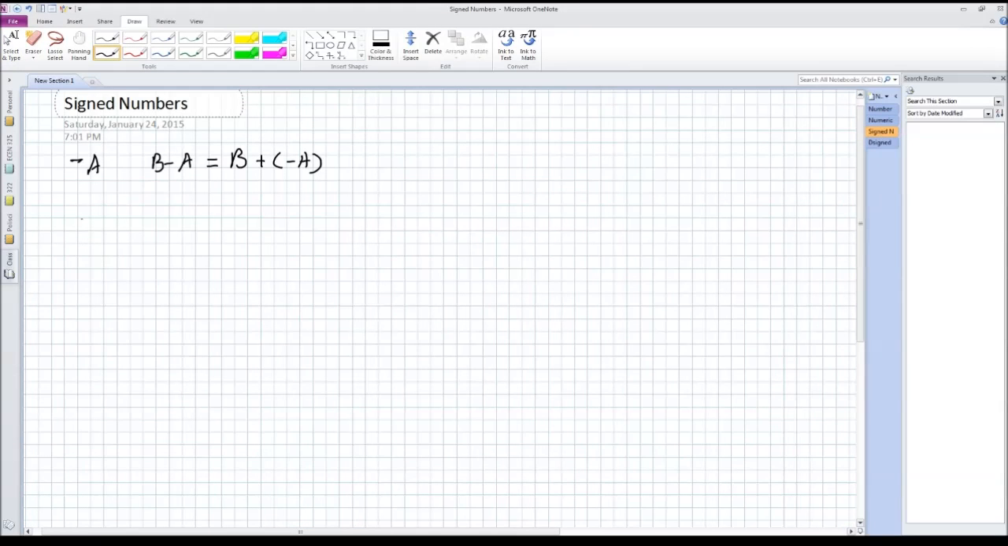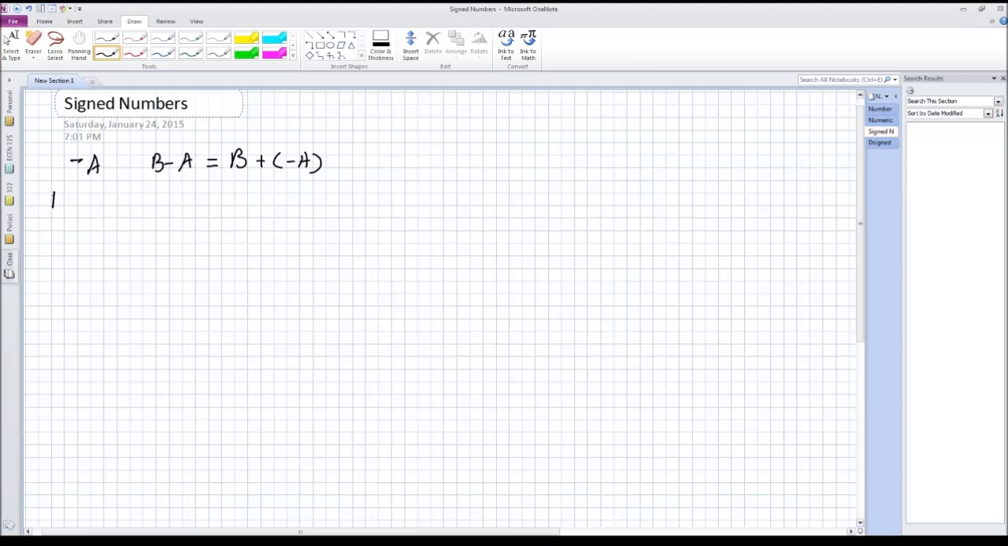Okay, so there's really only three types of signed numbers that we deal with. Two of them you probably won't actually see, but they're very good for learning. They kind of build up to the third type of signed number, which you actually will see. So I'm going to start with the ones that you probably won't see.